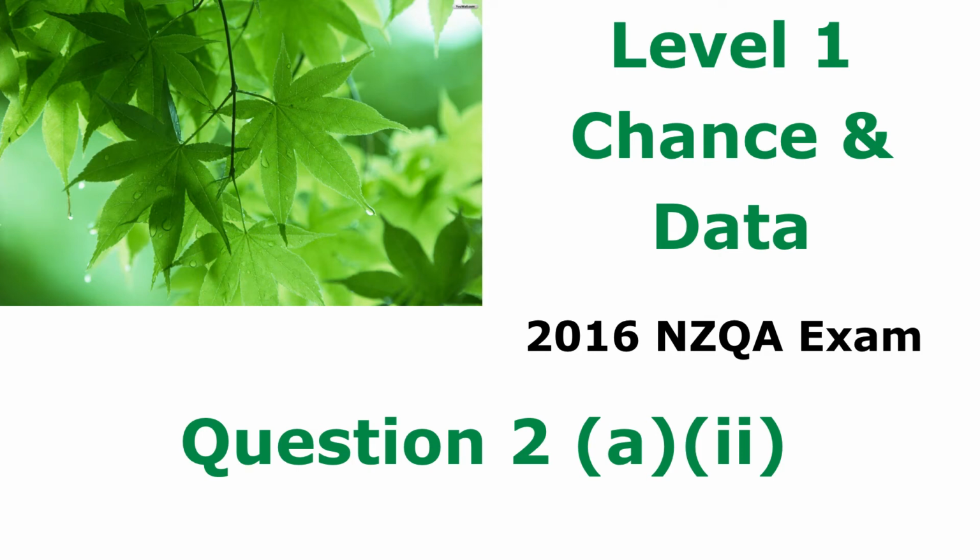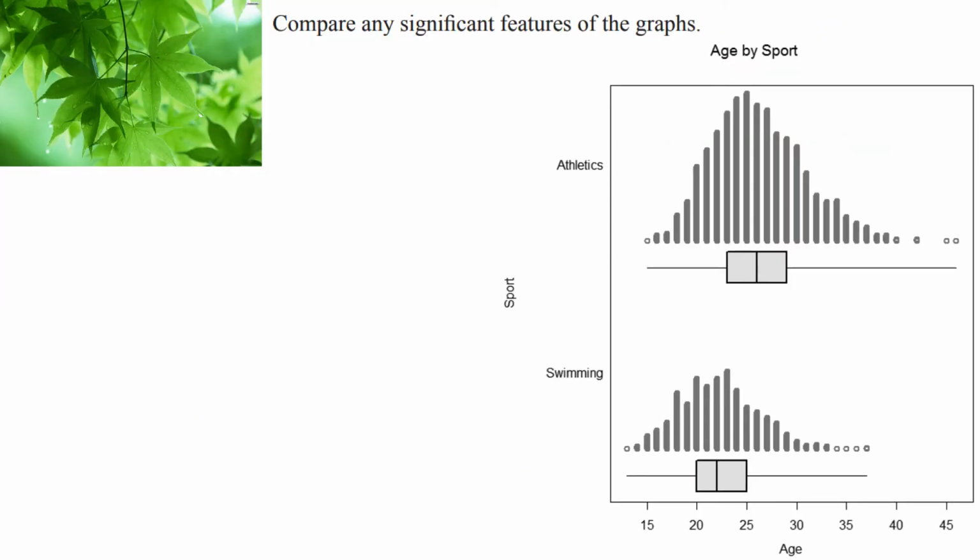Here is question 2A, part 2. The question is looking at comparing significant features. When we think about significant features, I want you to automatically think shape, centre, spread. Those are the three absolute key ones. There are others such as shift, overlap and unusual features, and those are useful, but the three main ones that you must do are shape, centre and spread.